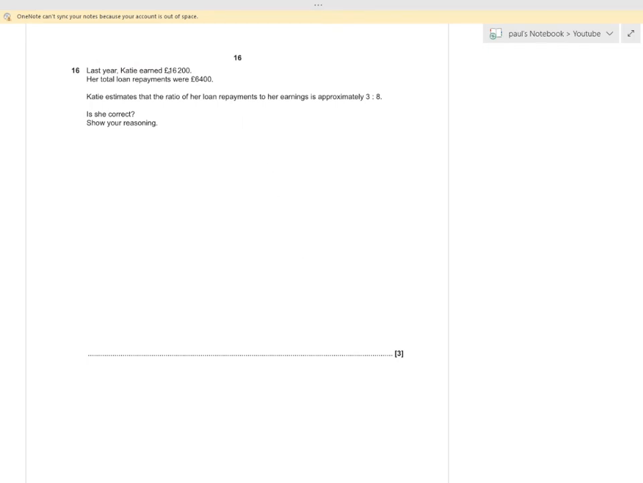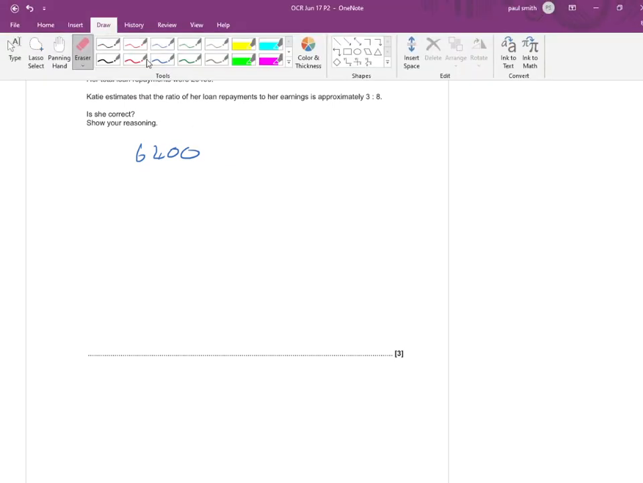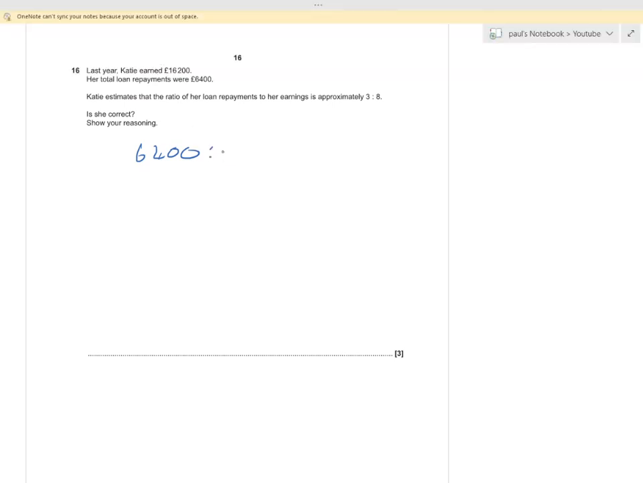Last year, Katie earned £16,200 with total loan repayments of £6,400. Katie estimates that the ratio of a loan repayment to her earnings is approximately 3 to 8. Is she correct? Well, she paid 6,400. Oh, hang on. Let's write this as a ratio. And her earnings was 16,200. So let's try and simplify this. So we've got 64 to 162.